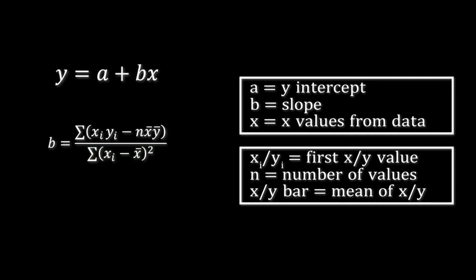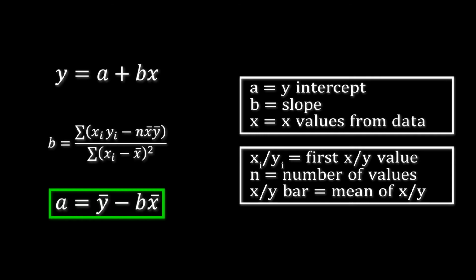And we can rewrite this original equation a little differently. We get the value where the graph intersects the y-axis, so we can say a equals y bar, the mean of all your y values, minus the slope, which we calculated from this formula, times the mean of all of your x values.